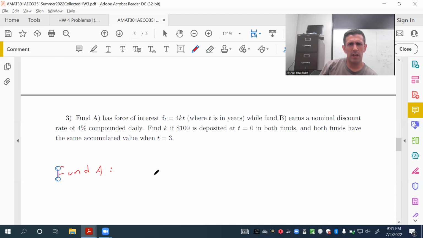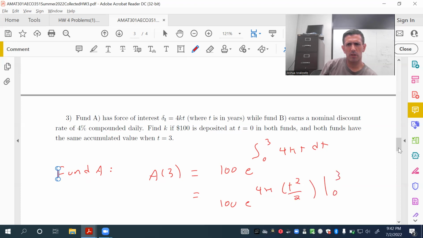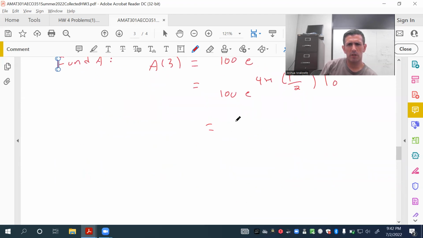But okay, so for fund A, it's A0, 100 e to the integral from 0 to 3 of delta t dt. So it's 4k t dt. You can either pull out the 4k or just integrate this, doesn't matter. I guess I'll pull out the 4k. So it's t squared over 2, from 0 to 3.